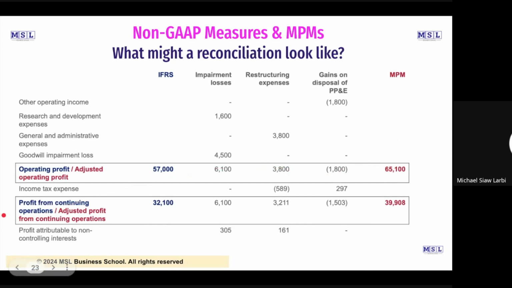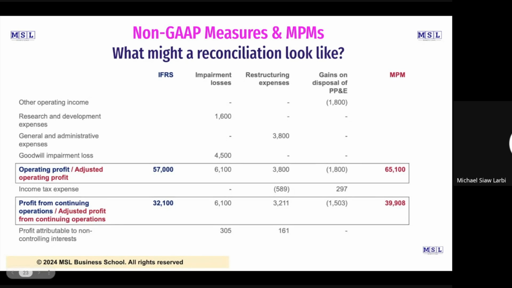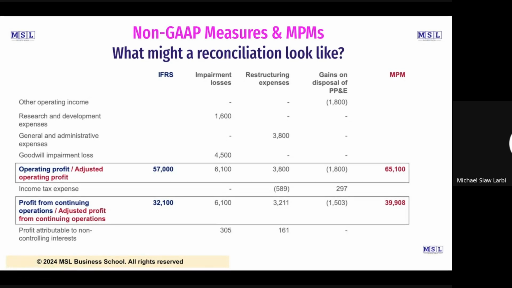Or profit from continuing operations. So I wanted my adjusted profit from continuing operations. So for example, if I had any discontinued operation from IFRS 5, I have to show the impact so that, okay, it is 32,100 under the pure IFRS profit, but if I adjust it, it's 39,908. Your user should be able to see what you added or subtracted. Remember, it's all about full transparency, full disclosure, right?